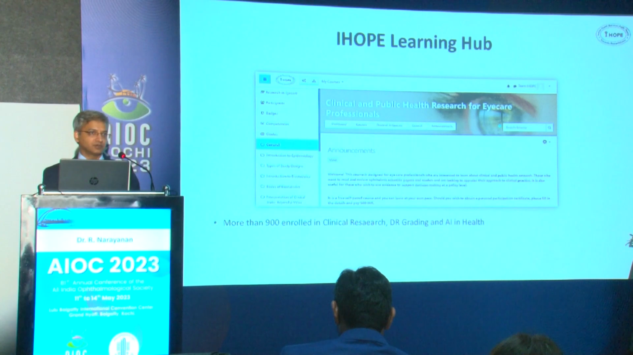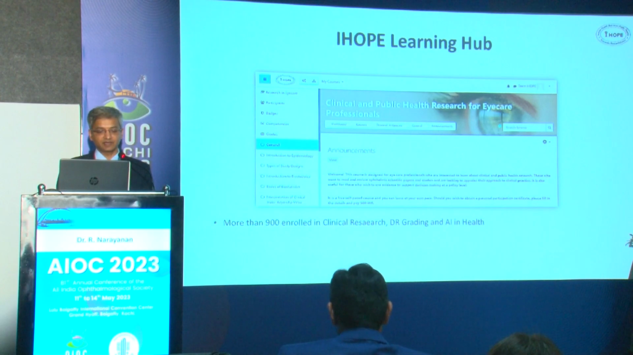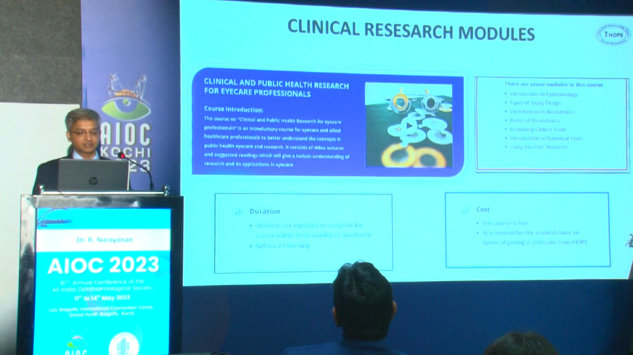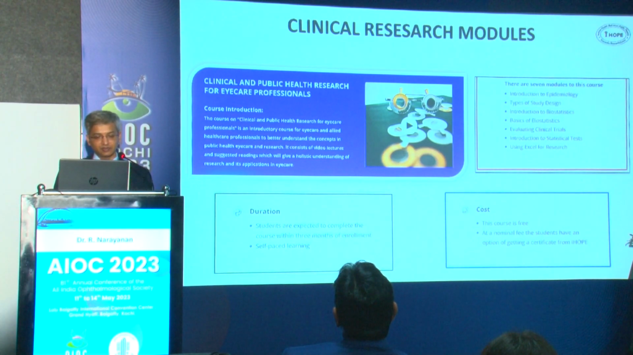As I mentioned about the iHope Learning Hub, we have the Learning LMS platform where we have clinical research basic and intermediate courses, and also AI, artificial intelligence in health, and diabetic retinopathy grading. Students from various countries have enrolled in this, and it has picked up good pace. At this point of time, it's a self-paced course. Usually within 3 months is what most candidates are completing, and for the clinical research module, once they complete the basic course, they are eligible to go on to the intermediate course.